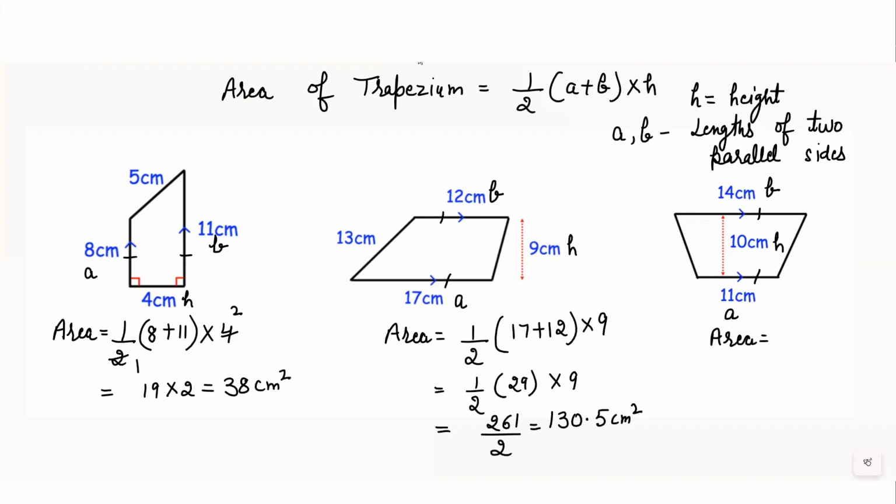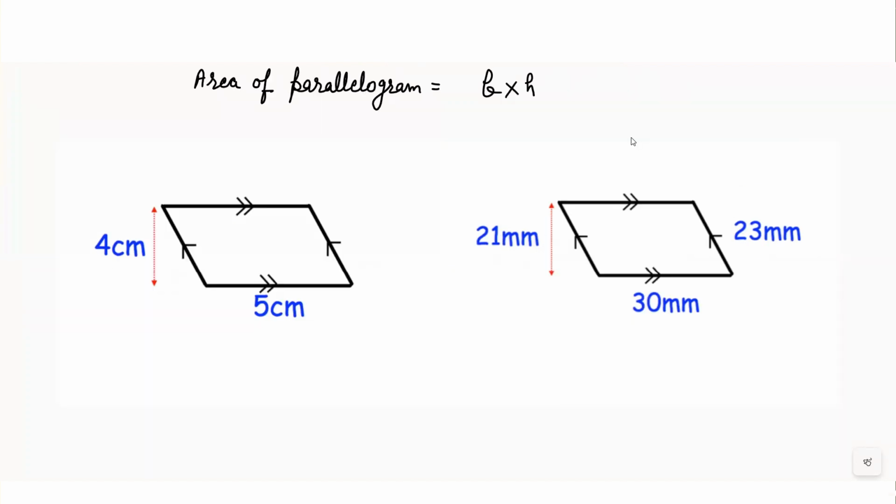Now we will calculate the area for the third trapezium. Area is equal to 1 by 2 into 11 plus 14, and then height is equal to 10. I can simplify 10 with 2. So 2 5s are 10. If I add 11 with 14, I will get 25. And we have already 5 outside. So the answer is 125 centimeters square. So this is how you can find the area of a trapezium or trapezoid.